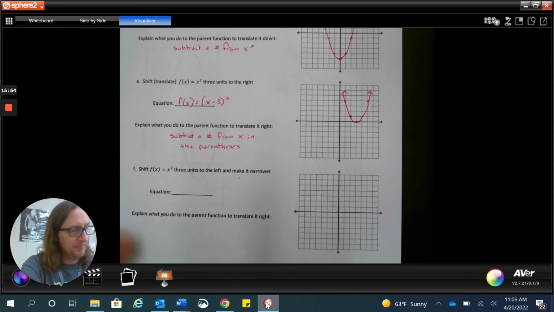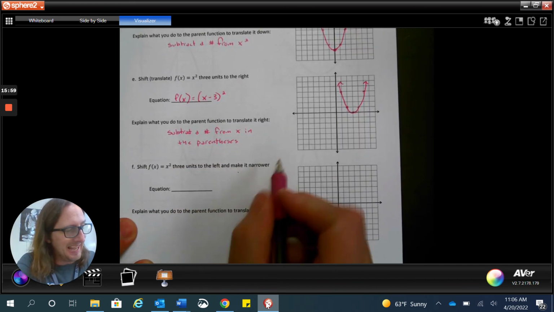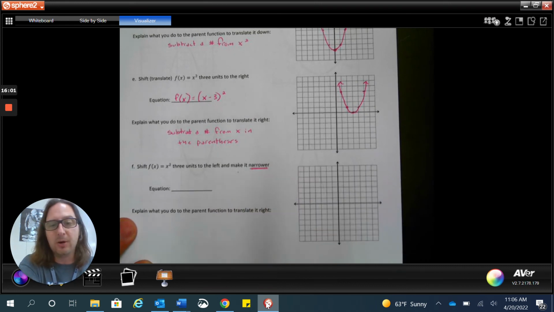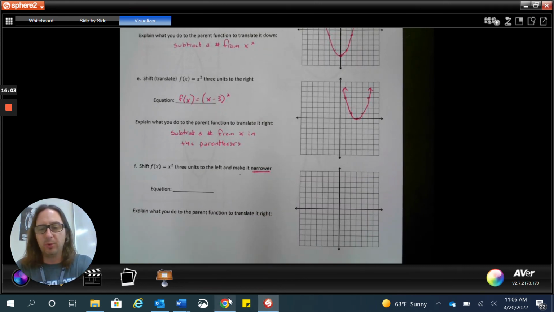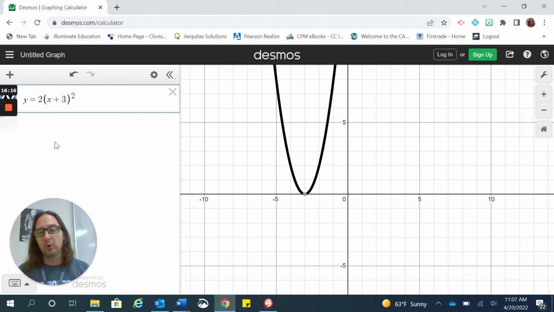So going back here, if I wanted to go to the left, ooh, wait, I missed something. And make it narrower. So when we were making it narrower, remember we put a number in front of the x squared. So let's put a number over here and let's make it narrower. Remember this number had to be bigger to make it narrower. So let's make it 2. And there it goes. It's narrower now. So 2 pulls it back in together. And now I've got it narrower and it's been moved to the left 3.